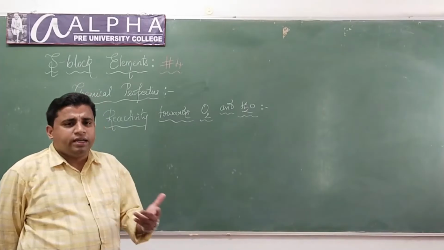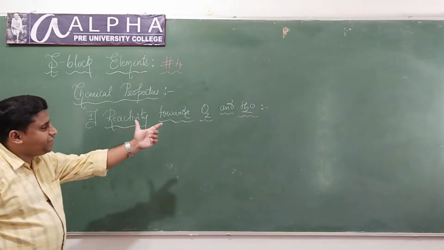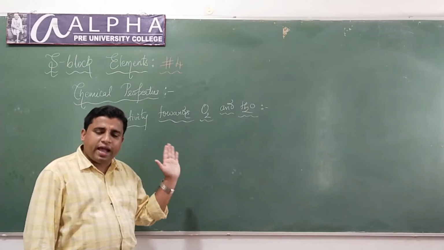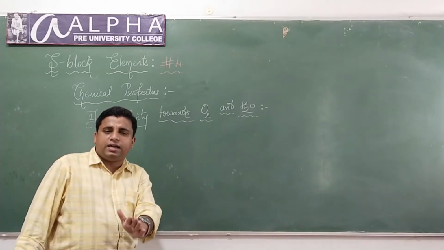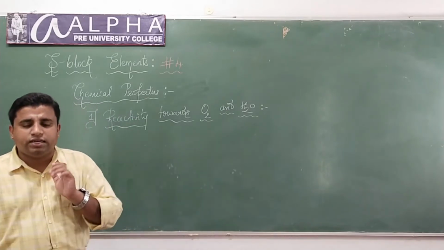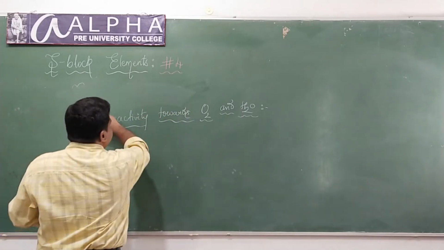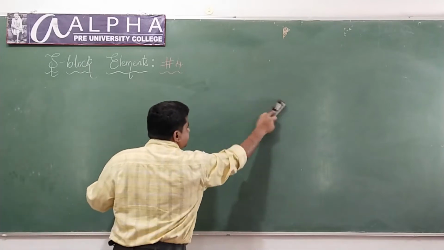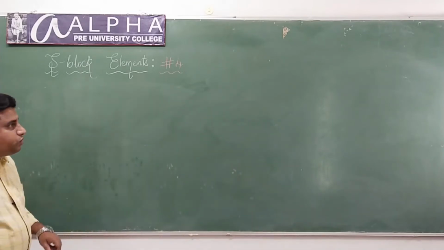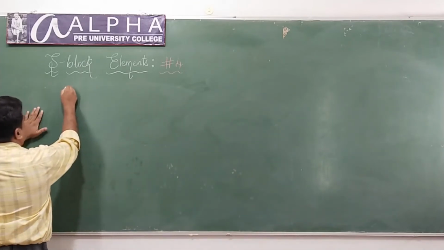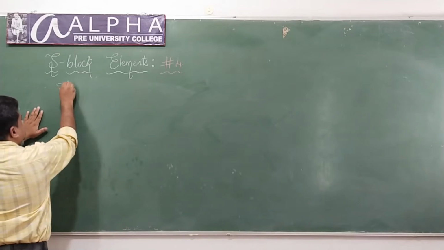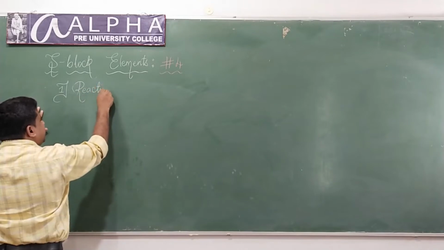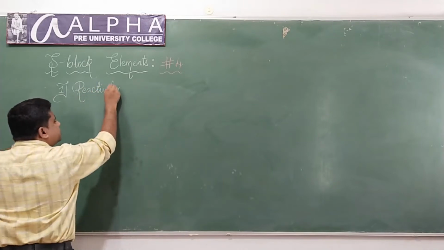So shall we start with the reactivity towards oxygen now? We will study the reactivity of alkali metals and alkaline earth metals simultaneously. First we will speak about alkali metals and then about alkaline earth metals. Reactivity towards oxygen. The first reaction is reactivity towards oxygen.